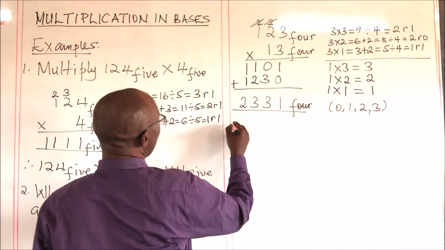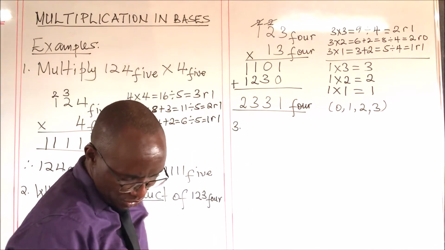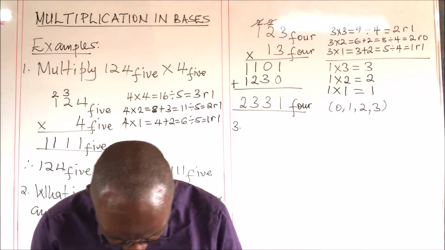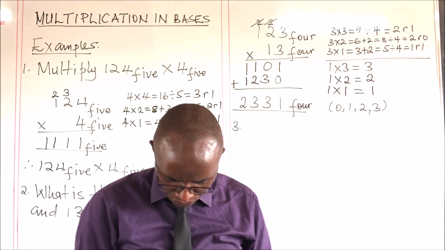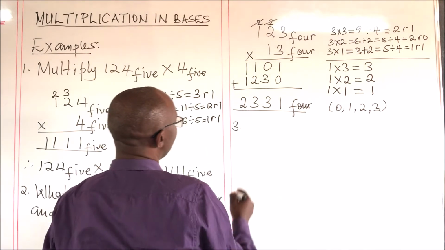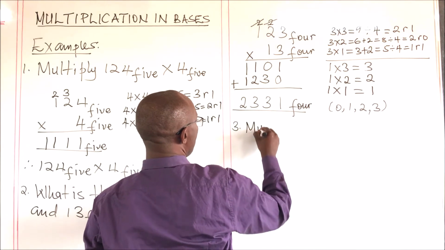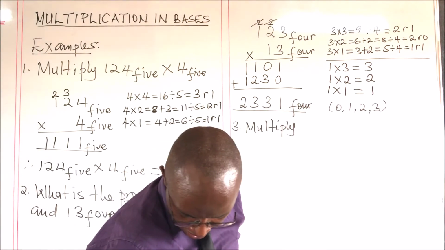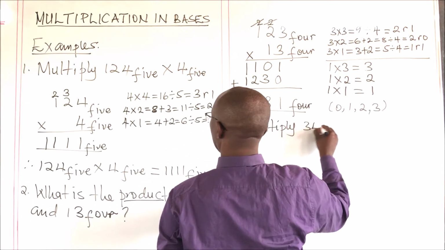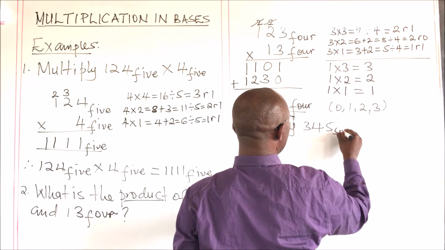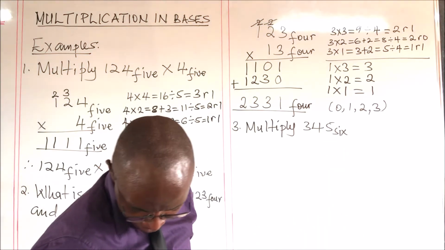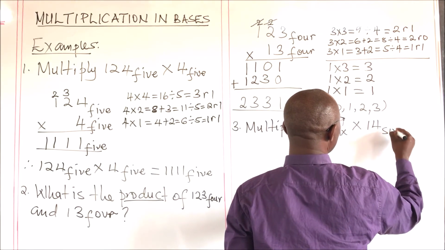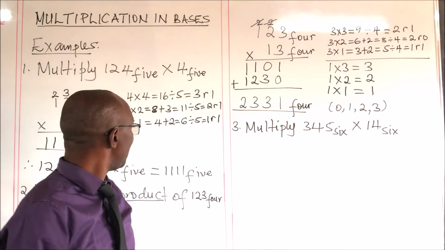So we go to the third example. I need to give you several examples so that you can understand. Now let me take you to multiply 345 base 6 times 14 base 6. This time we are working in base 6. So that is what we are multiplying now.